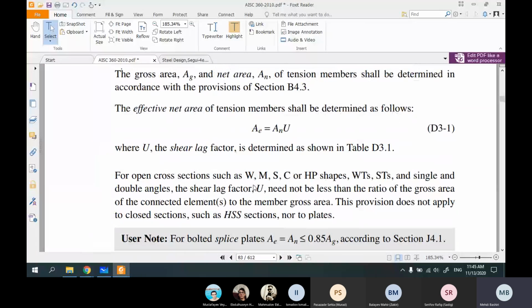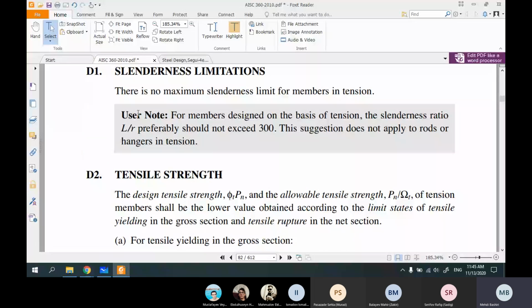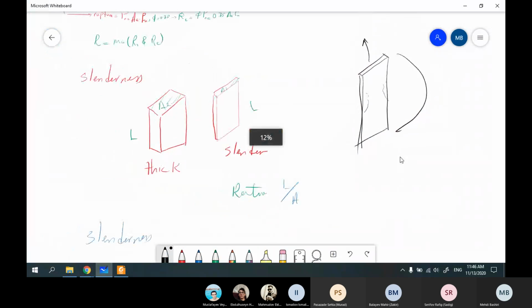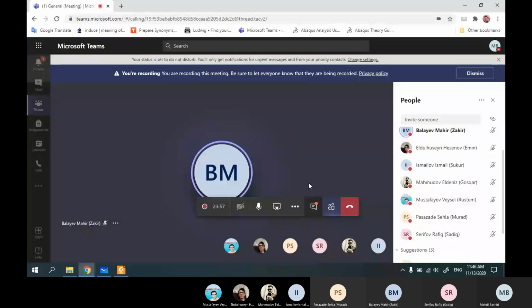Let me see here. For members designed on the basis of tension, that means your member is under tension, the slenderness ratio, L over r, preferably should not exceed 300. This suggestion does not apply to rods or hangers in tension. Maher, what does it mean? What is a hanger? I don't know. Abdul Hussain, what is a hanger?